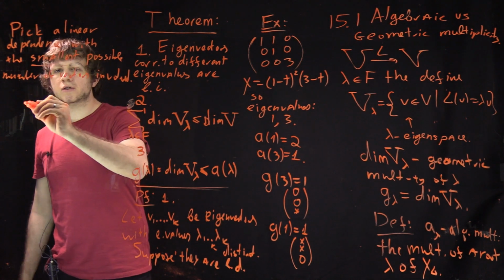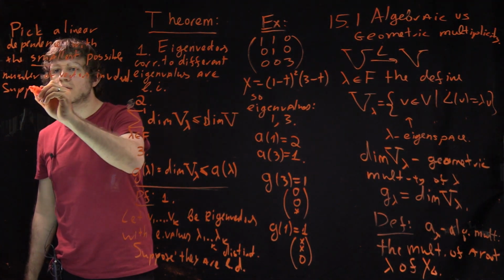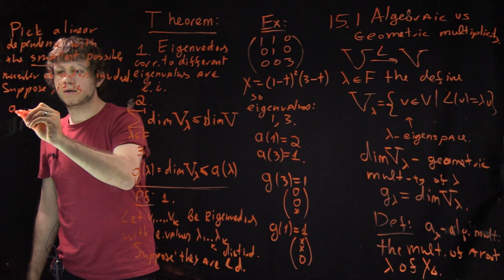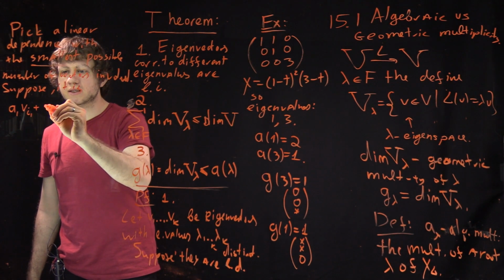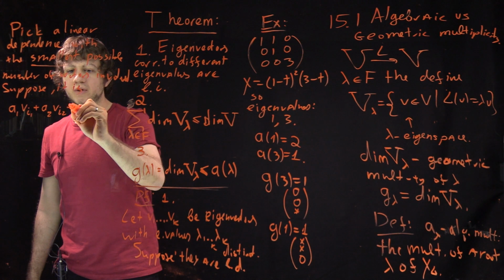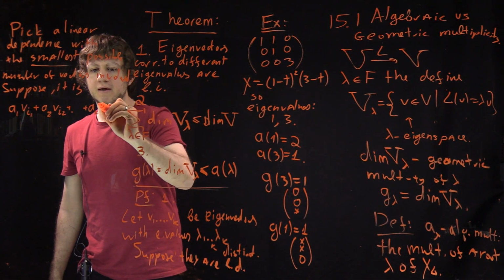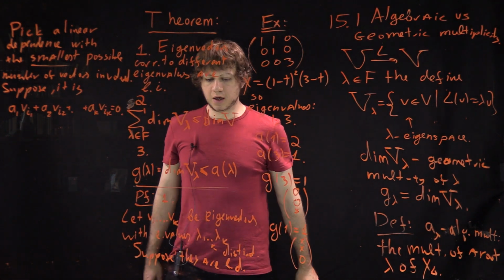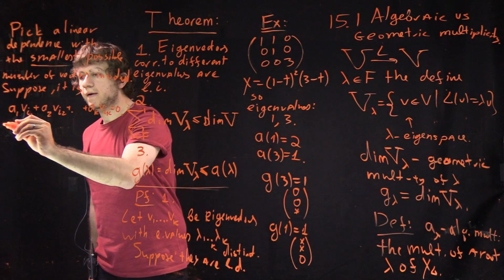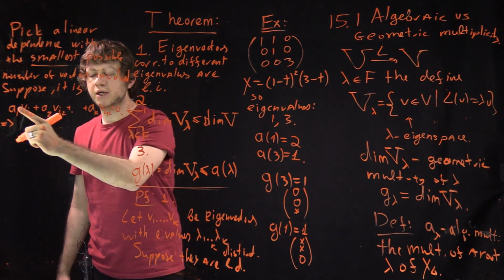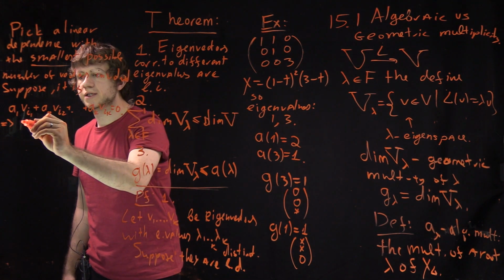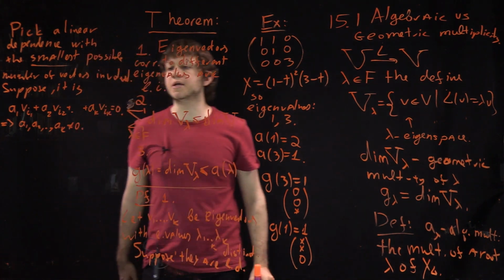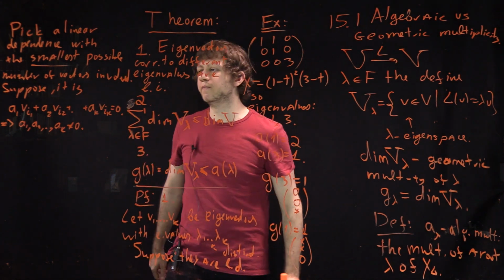So suppose it is a1 v_i1 plus a2 v_i2 plus and so on plus ak v_ik equals 0. And here is a linear dependence between these vectors. Of course, if it is the smallest one, we know that a1, a2, and so on, ak are all not zero. I mean, if one of them is 0, we can just omit this term.